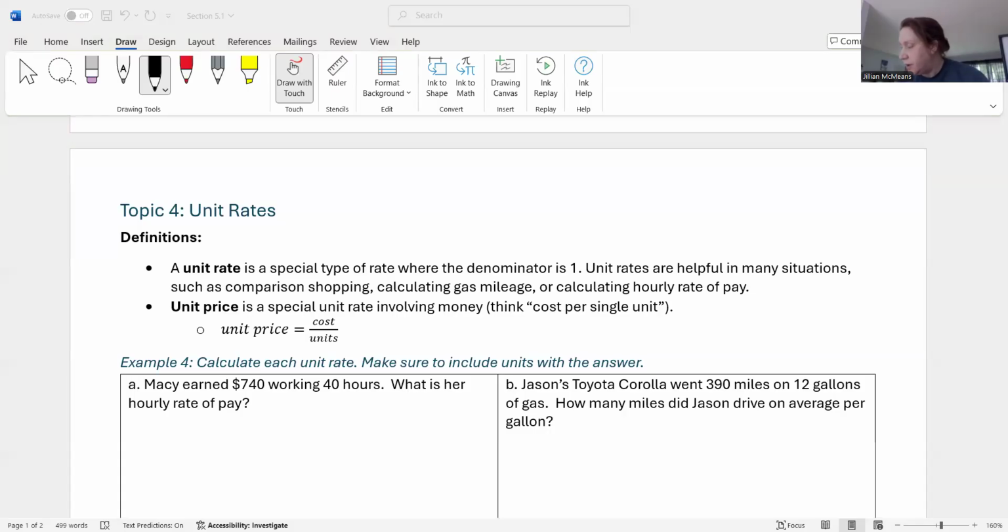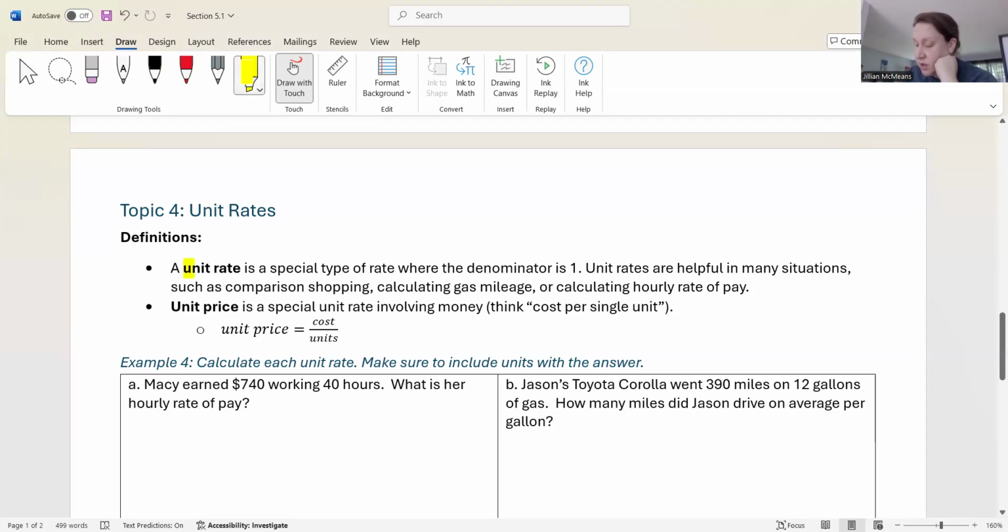Okay, so far we talked about ratios, which are essentially just a comparison of any two quantities. We looked at how to simplify those, and then we talked about a special type of ratio called a rate, and that's a comparison of two quantities that have different units, okay? So for topic 4, we're going to talk about something called a unit rate, okay?